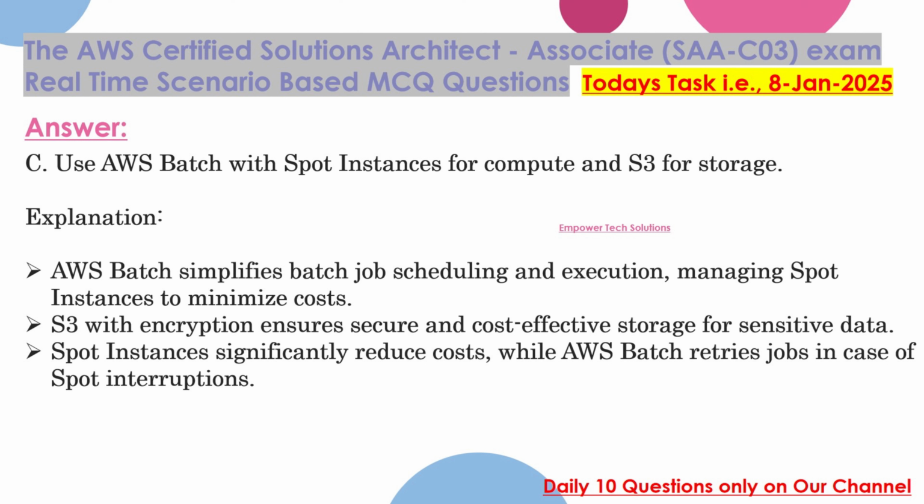Explanation: AWS Batch simplifies batch job scheduling and execution, managing spot instances to minimize costs. S3 with encryption ensures secure and cost-effective storage for sensitive data. Spot instances significantly reduce costs, while AWS Batch retries jobs in case of spot interruptions.